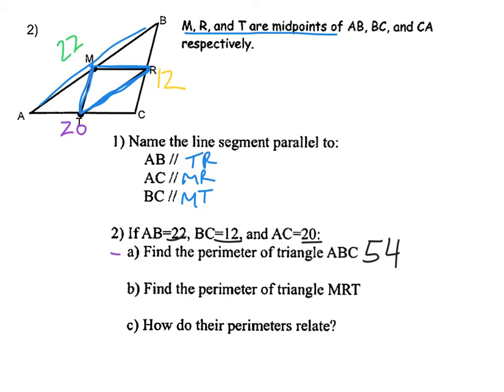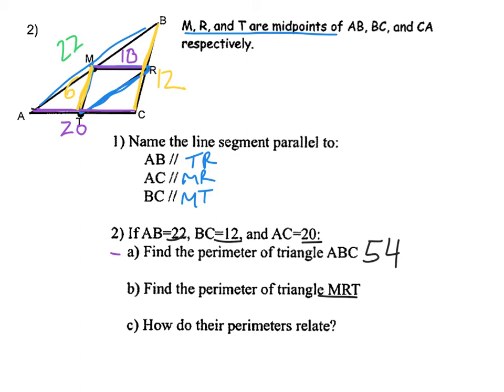Then it says find the perimeter of triangle MRT. Well, MRT is that triangle formed by the midsegments. So we basically have to just find the length of each midsegment, but that's pretty simple. Because if I have AC is 20, the midsegment that matches up with that is MR, so that's got to be half the length of 20, or 10. I can go around and match them all up. BC, right, is 12. The midsegment that matches up with that would be MT, so MT's got to be 6.